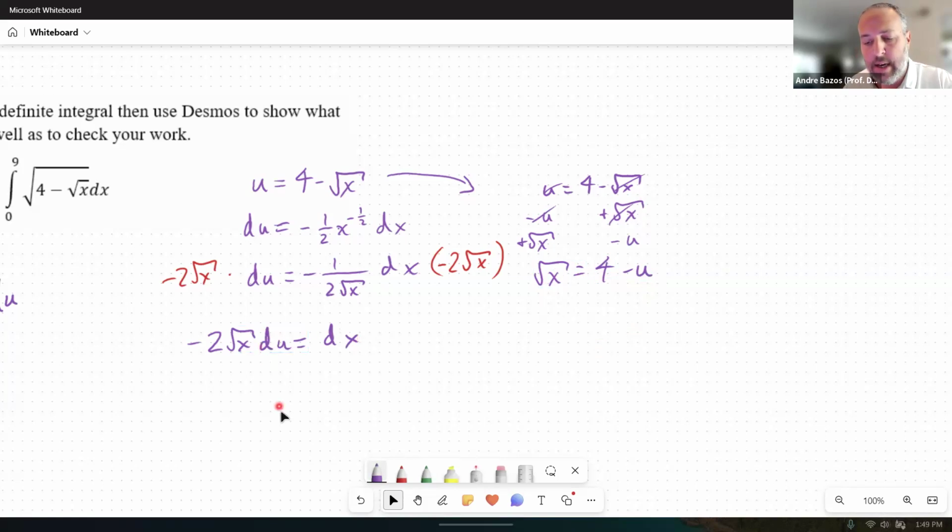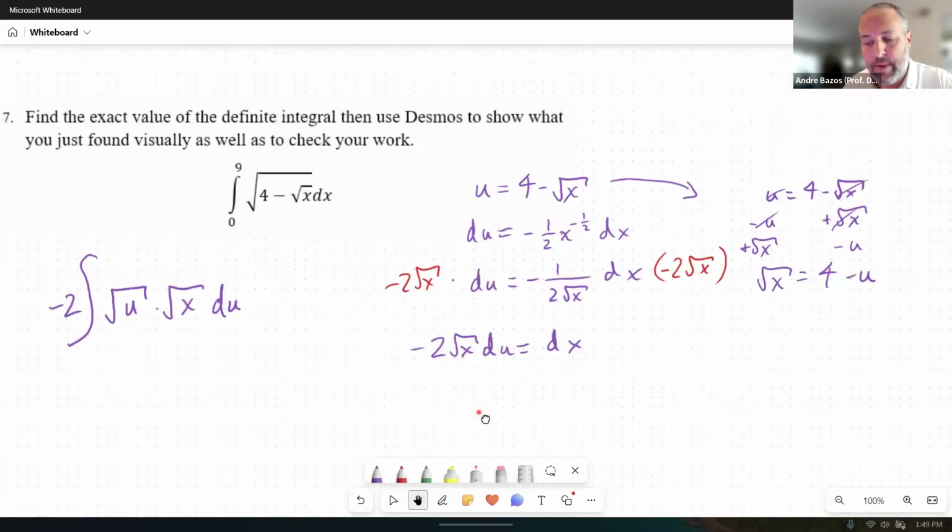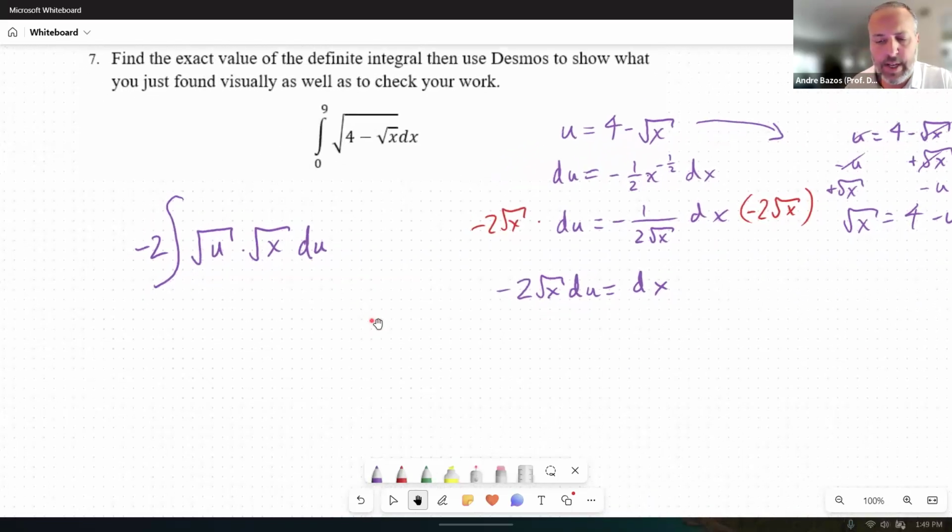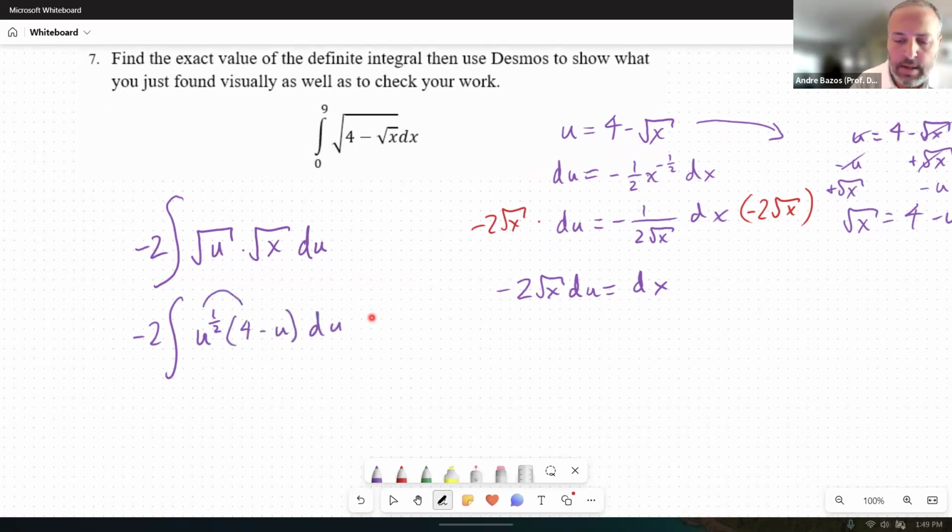So now I can replace that square root of x because I solved for it, with 4 minus u. That's a really nice thing. So let's also change the square root of u to u to the 1/2 power, and then this square root of x is 4 minus u. Oh, I can distribute this in there. I'll get negative 2 times 4u to the 1/2 power minus u to the 3/2 power, because u to the 1 power times u to the 1/2 is 1 plus 1/2, which is 3/2.